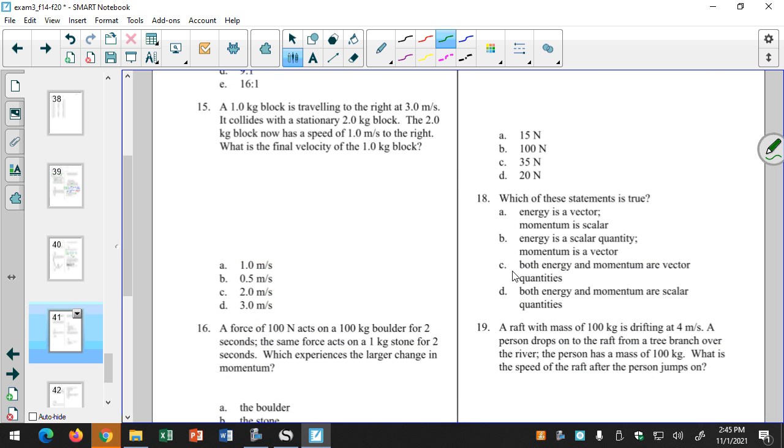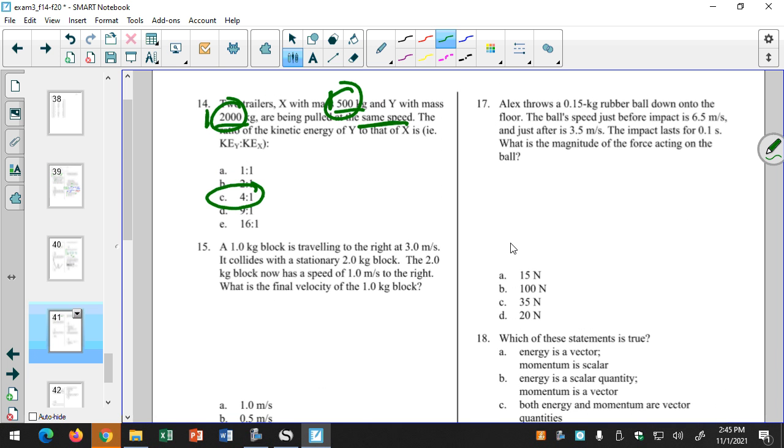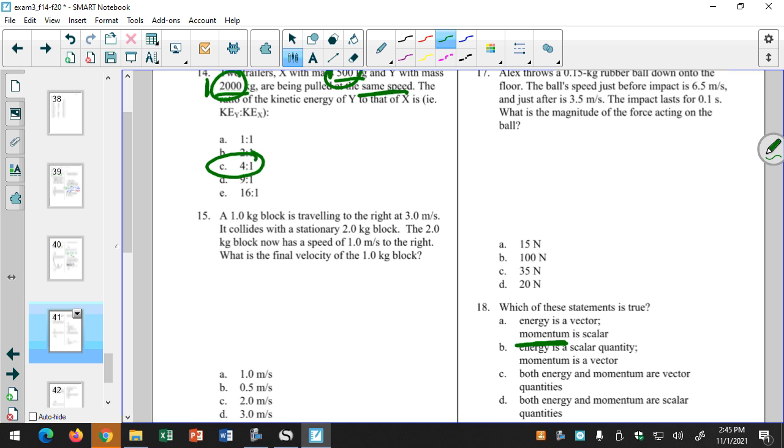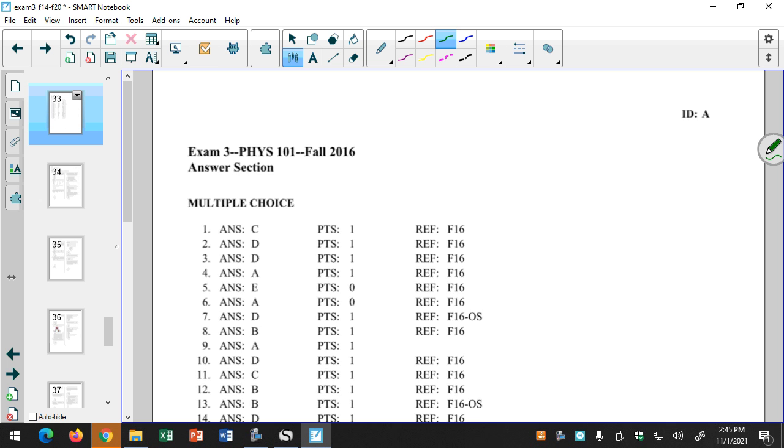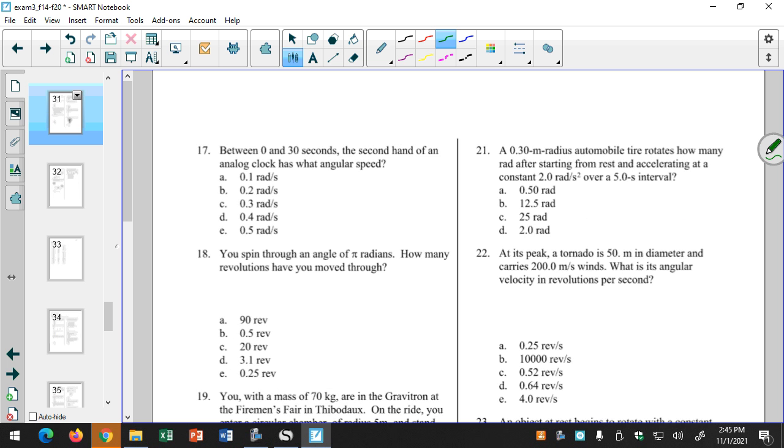Which of these is true? Oh no, that's chapter 6. I have a lot of mix of chapter 6. Anytime you see momentum, you can disregard that question. That's chapter 6. Let's go back up to a more recent exam. Was that a question or just a stretch? Okay.